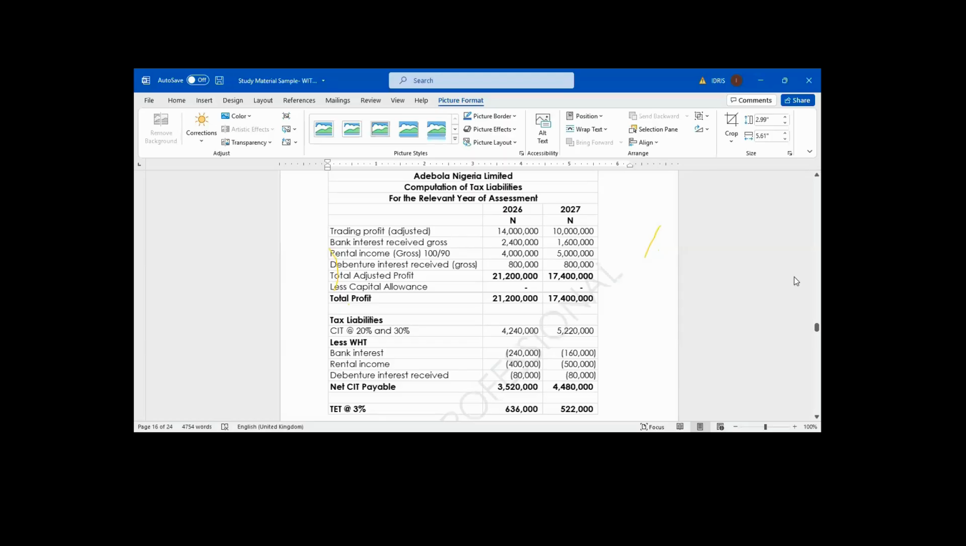Dividend received has been taxed from source. No, dividend is not taxable. We do not use dividend in the solution. Bank interest: if you look at this solution, bank interest received gross. Interest is subjected to withholding tax. What is the rate of withholding tax on bank interest received? Under the withholding tax rate table, the rate of withholding tax on bank interest received is 10%. 10% of this 2.4.